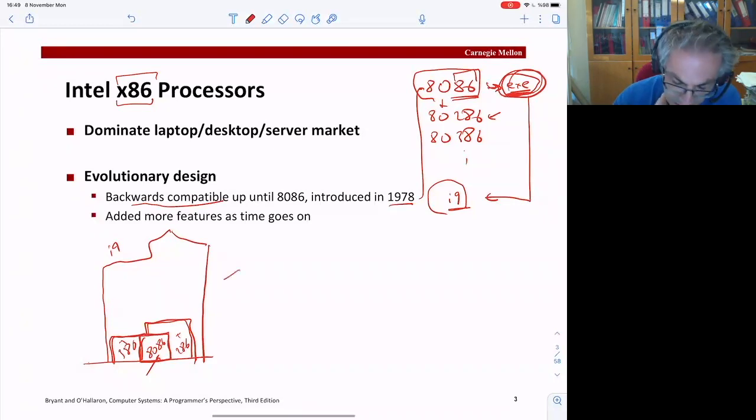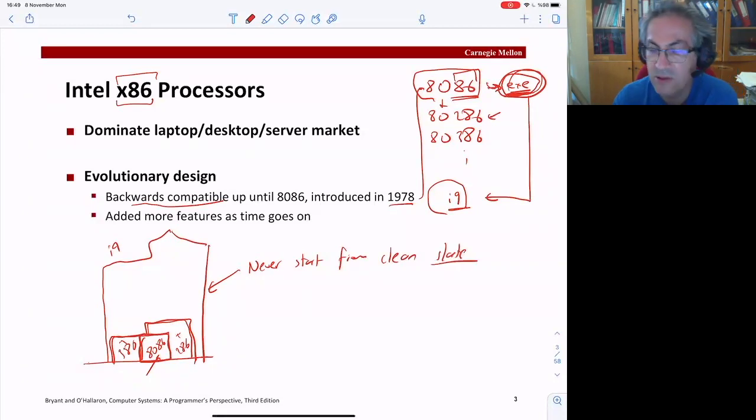The downside is that you never start from a clean slate. That means you don't have a clean design. It's always add-on. Imagine a house that's built from, say, first a studio, then you build a second bedroom, a third room, and then two more toilets, and so on. But you will still have that small studio at the center of your house. It's not a clean design. So that's the downside of Intel's processors.